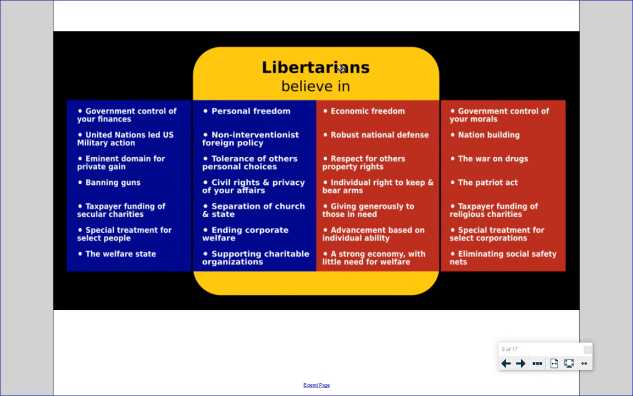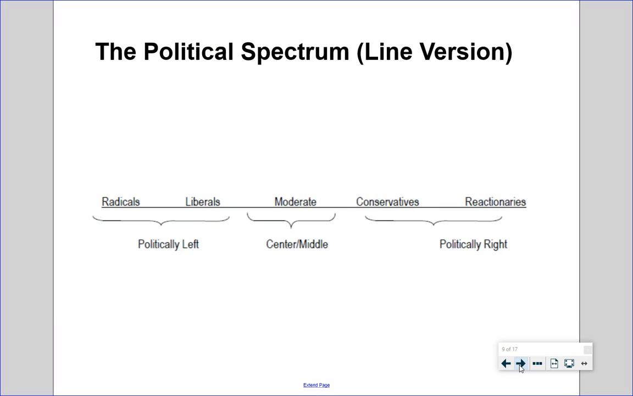You can see, and this is in your notes, where libertarians agree with liberal ideologies, where they agree with conservative ideologies, but then on the outside is where they would disagree. So the outside in the black, red, and then the blue in the black, those are where libertarians disagree. So take a look if you're wondering what that might mean.